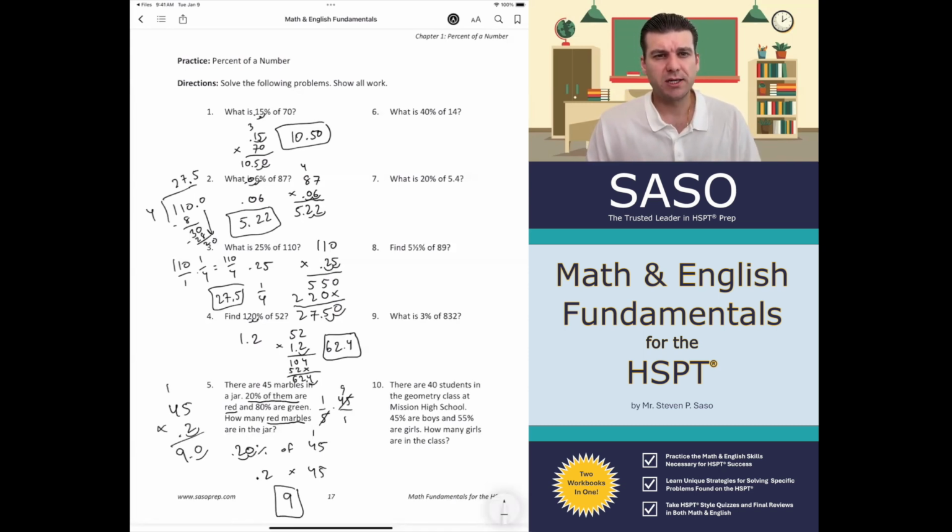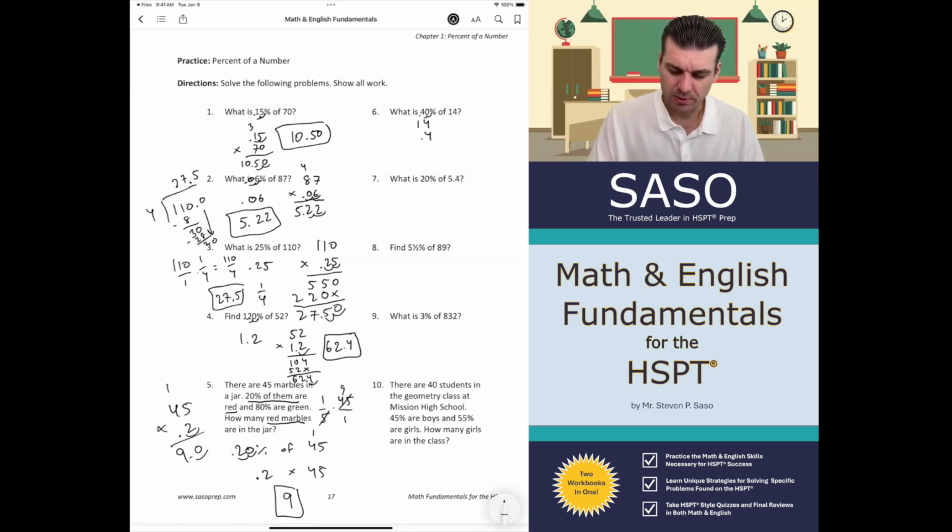So number 6, what is 40% of 14? So again, you want a system or a way of doing things that is just kind of automatic. You don't really have to think about what you need to do. So that's what we're doing here. So 40% of 14. Okay, how do we do this? We just change 40% to a decimal, 0.4, and then it's times 14.